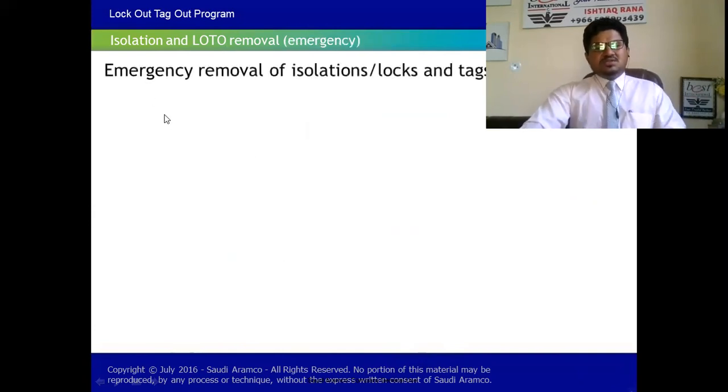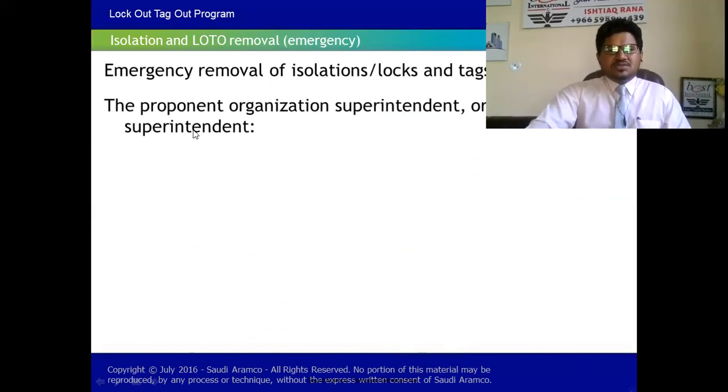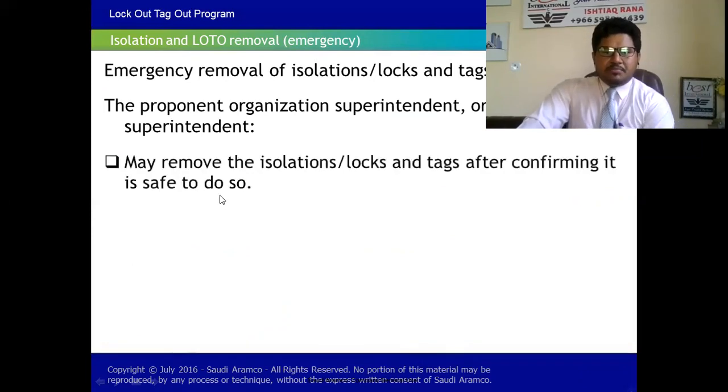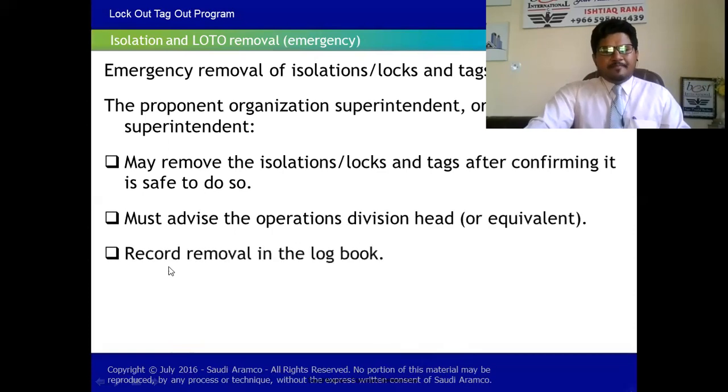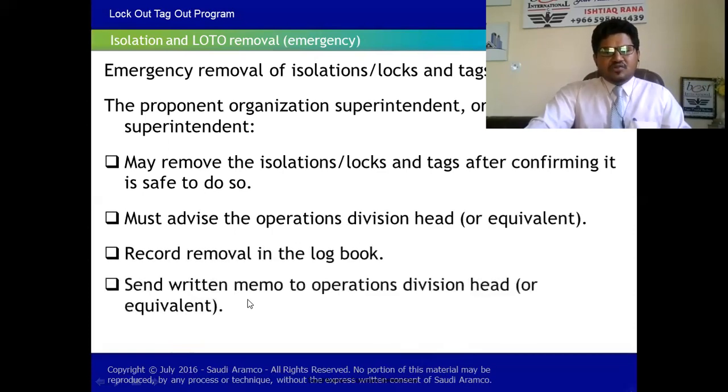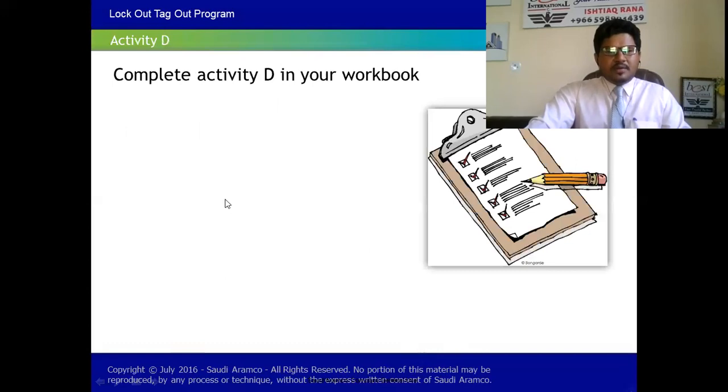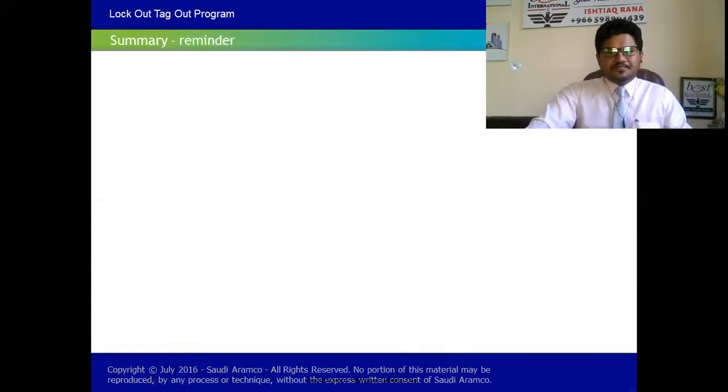And in case of emergency, this is another important slide. In case of emergency, the proponent organization, like the superintendent or shift superintendent, is authorized to remove isolation locks and tags, but only after confirming it is safe to do so. They must advise the operations head or equivalent, record the removal in the logbook, and send a written memo to operations or equivalent. So that is all about it, and you can complete exercise D, but don't complete it until you are confident, and make sure there shouldn't be any mistake.